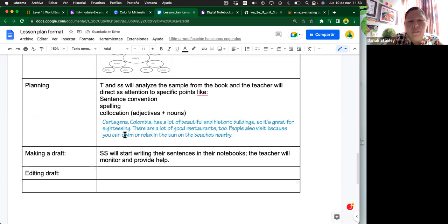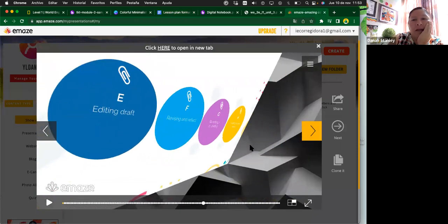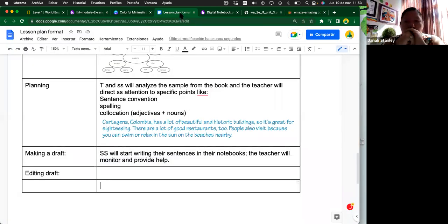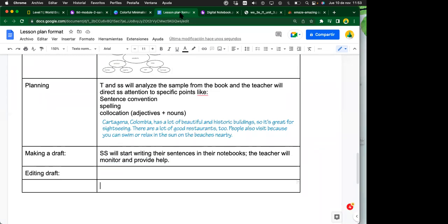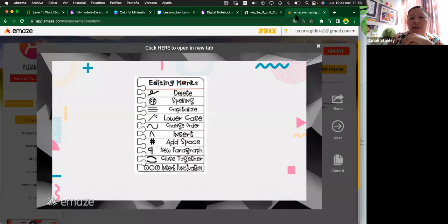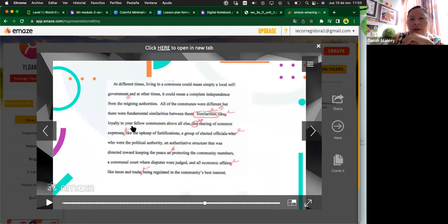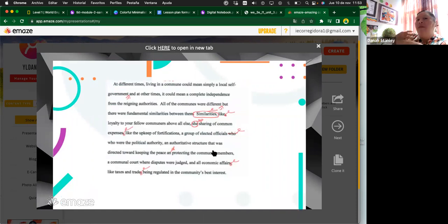If they have the example, the teacher should correct and use the editing marks, or what the students can do. A ver, díganme. I'm sorry, could you clear up what is editing draft again? Editing draft is when you are telling the students what they did wrong without correcting. So they receive the paper, they reflect, and they fix it.